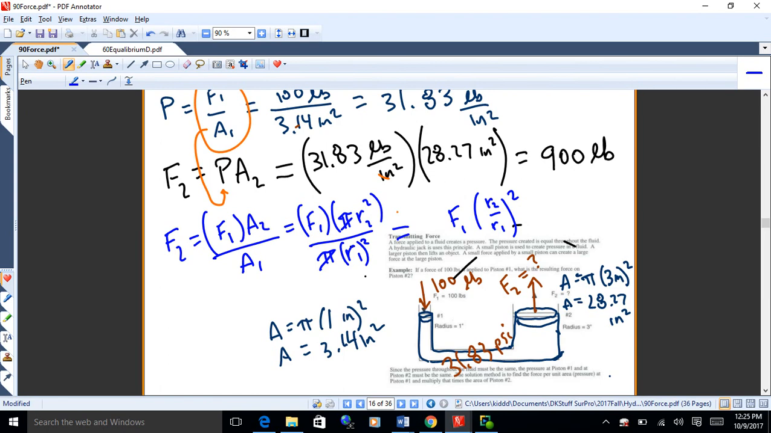So in this particular case, what you could do is take that 100 pounds times 3 inches, which is out, over 1 inch, which is in, squared. And you'll get 100 times 9, which is the answer, okay? So you could do this with a shortcut. You have to remember the shortcut. They don't usually have this on formula sheets. But that's a quicker way to do this kind of problem, if you're interested in that.